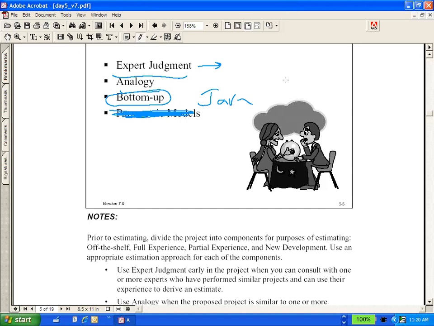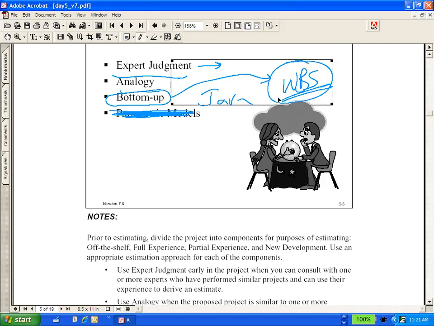So yeah, the bottom-up approach is another approach. One of the techniques of the bottom-up approach is called WBS, work breakdown structure. So WBS is an example of a bottom-up technique. Okay.